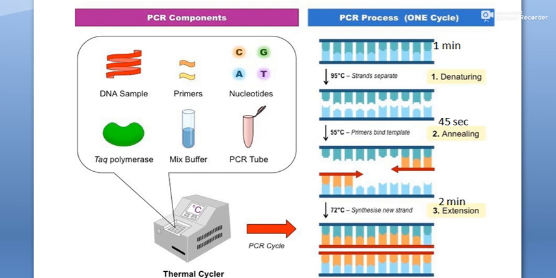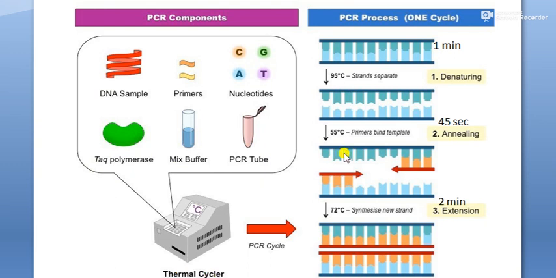In this process we need, as you can see, the DNA sample which we need to clone, and the primers, 2 types of primers, one forward primer and another backward primer, and we need some nucleotides like G, C, A, T. We need PCR tubes and also a mixed buffer. It's mixed with the mineral oils and ions. And the most important thing, that is Taq polymerase.